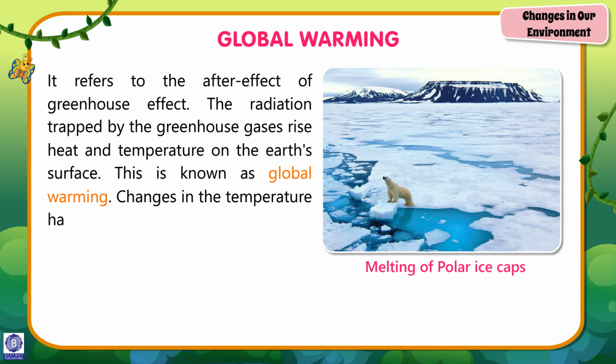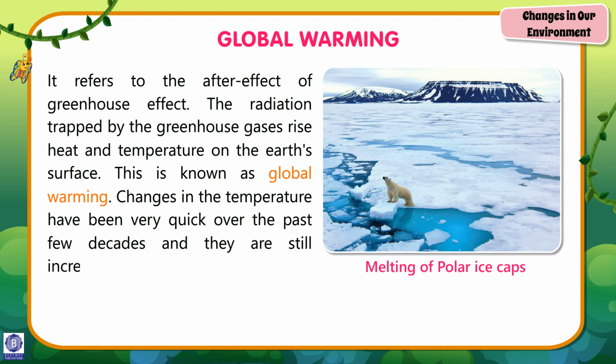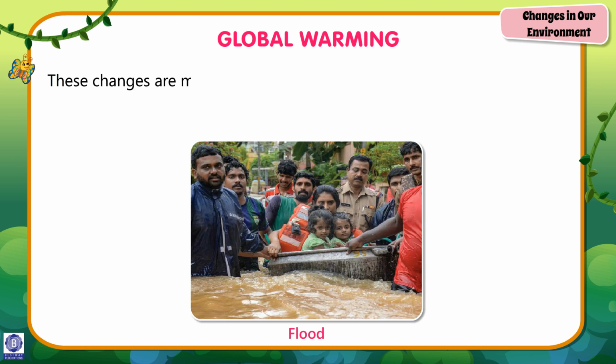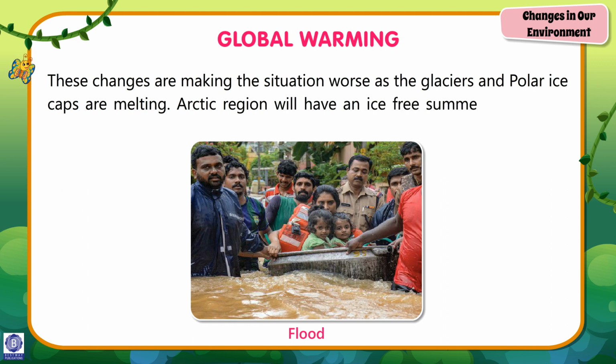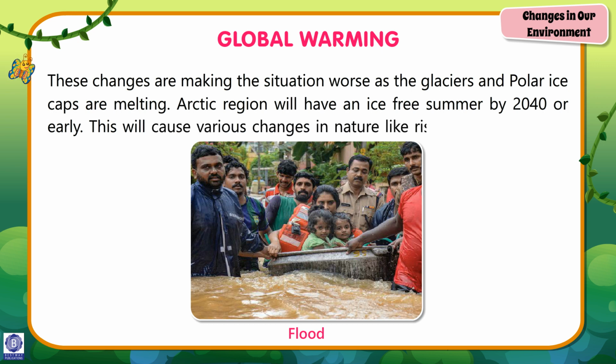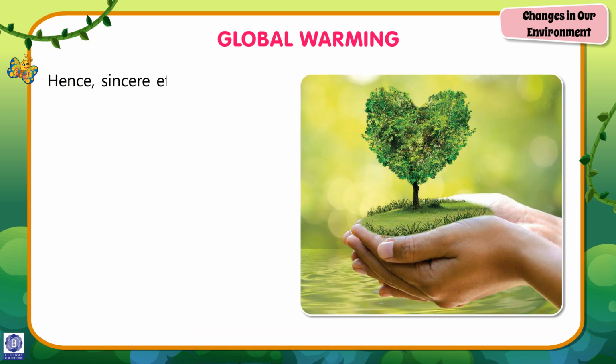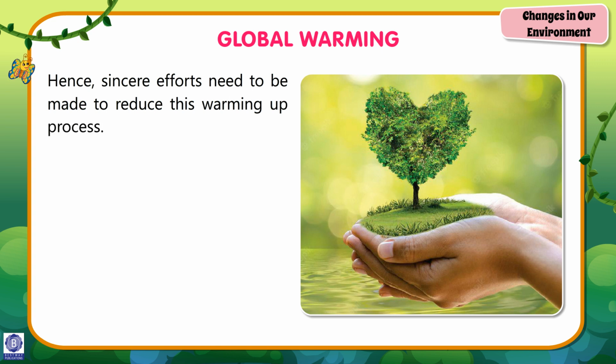Changes in the temperature have been very quick over the past few decades, and they are still increasing. These changes are making the situation worse as the glaciers and polar ice caps are melting. The Arctic region will have an ice-free summer by 2040 or earlier. This will cause various changes in nature like a rise in seawater level and flood. Hence, sincere efforts need to be made to reduce this warming process.